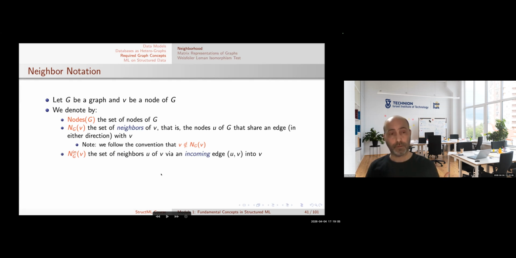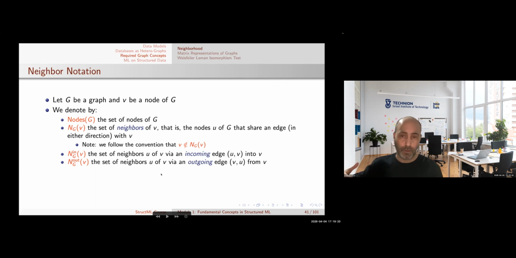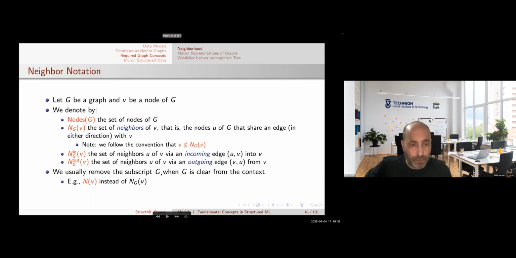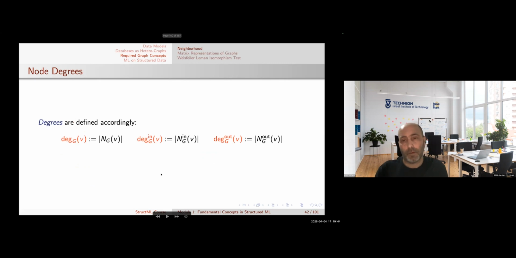You also have corresponding definitions or notations for the neighbors of incoming edges and the neighbors of outgoing edges. So N(v) consists of all of the neighbors on either incoming or outgoing edges, and N_in(v) and N_out(v) look at either the incoming edges or the outgoing edges. And we typically do not write the subscript G because G is clear from the context, so we just write N(v).